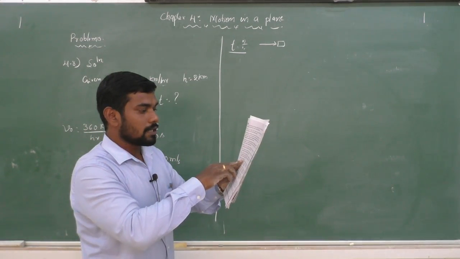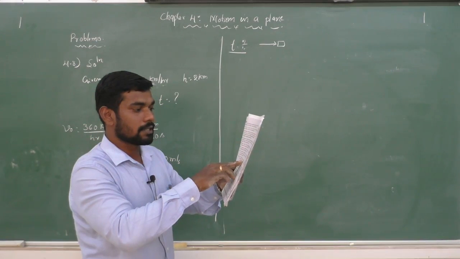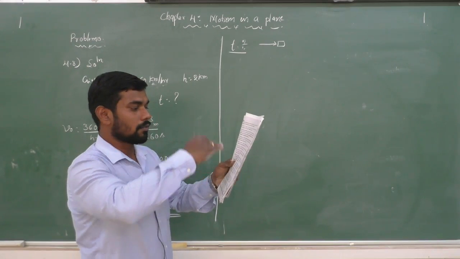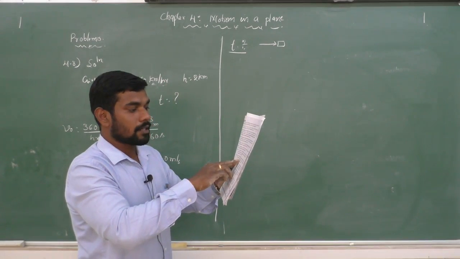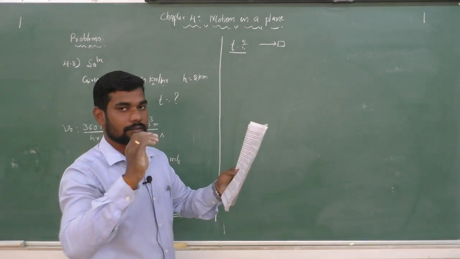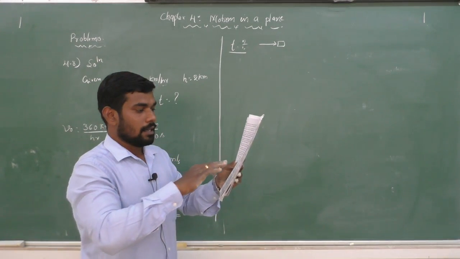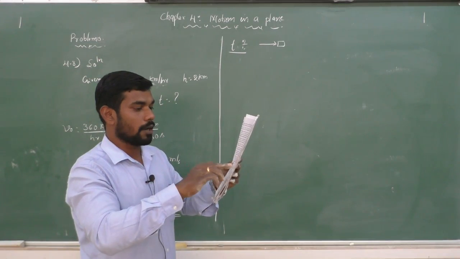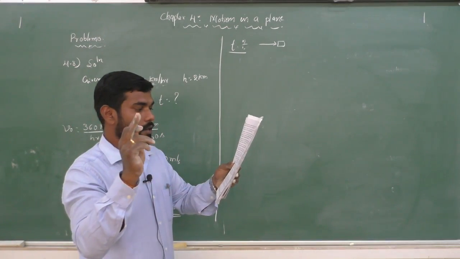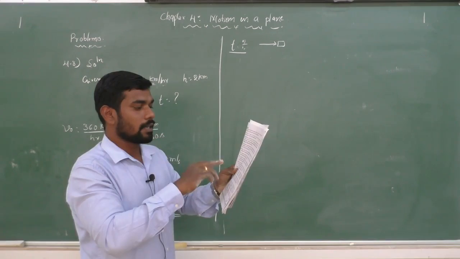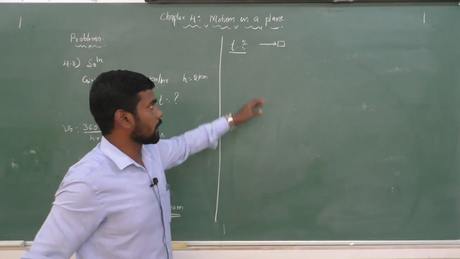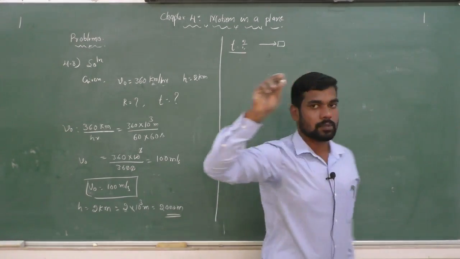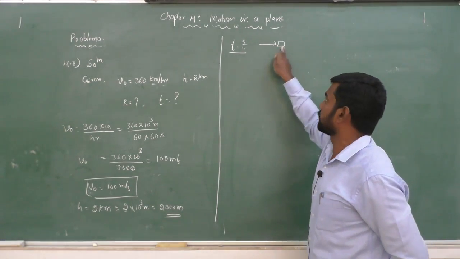When an aeroplane is flying horizontally at a speed of 360 km per hour, the aeroplane is at a height of 2 km from the ground. If a bag containing food is dropped at an instant when the aeroplane is at point A, where and when does it hit the ground? That means the aeroplane which is moving here drops the food.